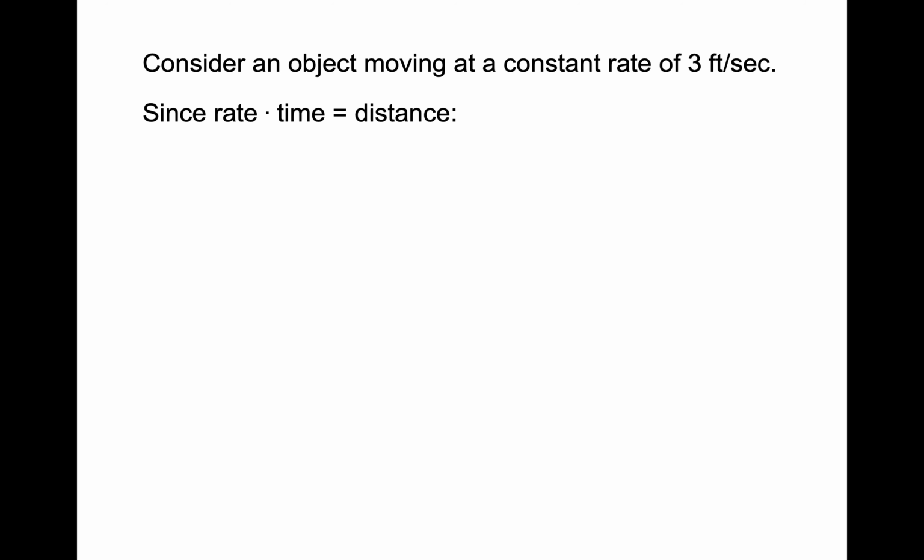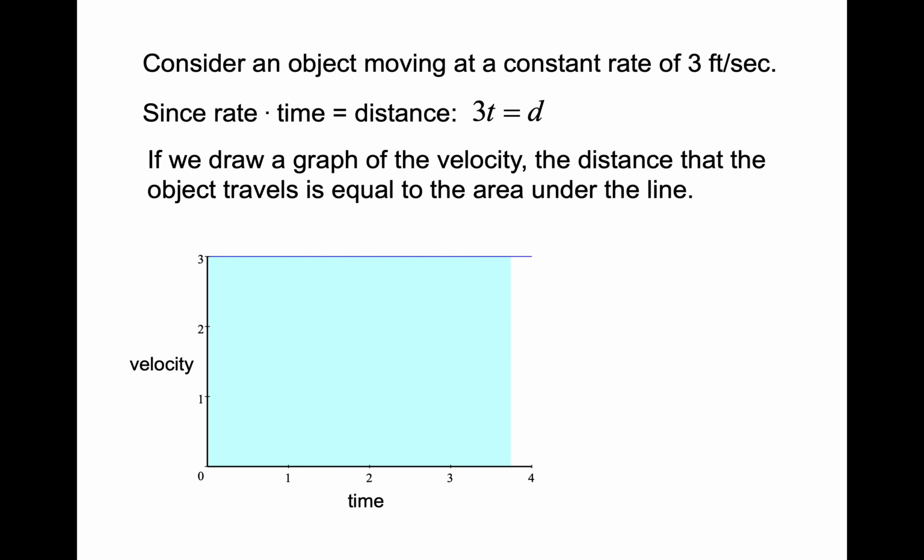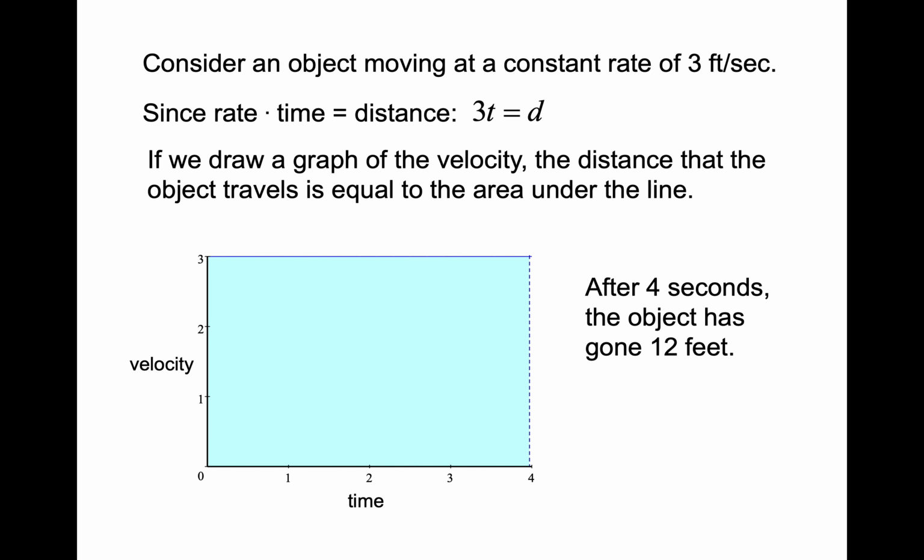So consider an object moving at a constant rate of 3 feet per second. We know that distance is rate times time, or we could say rate times time equals distance. So then the 3 feet per second represents the rate. So we know that 3 times t equals d. If we were to draw a graph of the velocity, the distance that the object travels is equal to the area under the line.